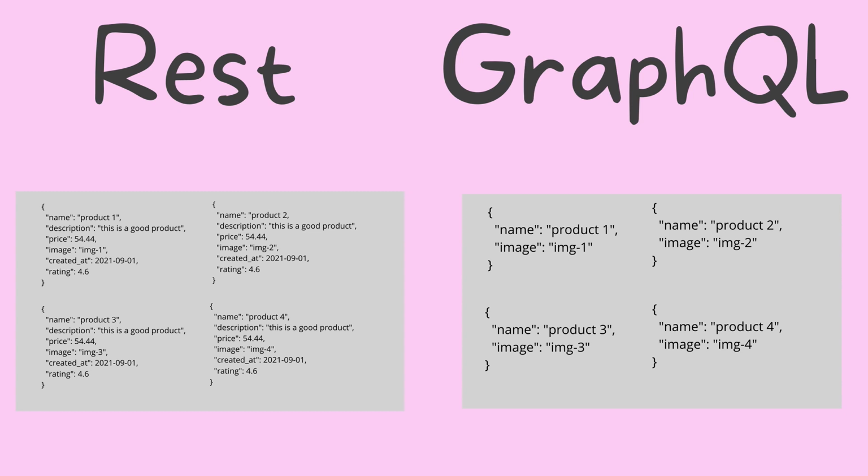All right, so let's just quickly compare REST versus GraphQL. With REST, this is the data that we get back when we want to call that endpoint to get the array of products. So you can see here, there's a lot of data. Over here, on the other hand, there's very little data. We're getting back exactly what we want.